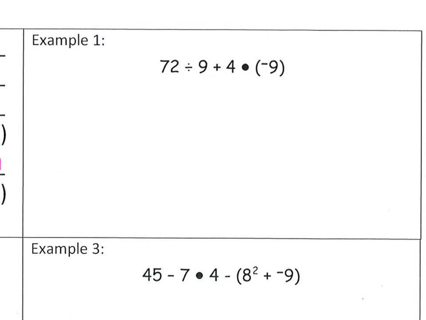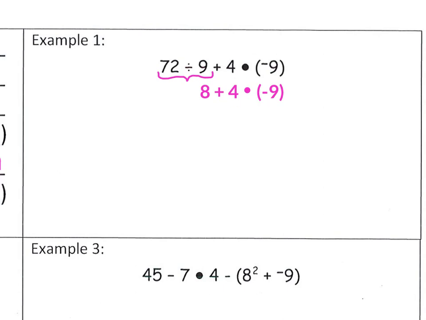So now, starting at the left side, I'm going to look for multiplication or division. The first thing I see is this division, 72 divided by 9. So I'm going to do that division first. 72 divided by 9 gives me 8, and then I bring everything else down. So the 8 is from 72 divided by 9, but then I bring down the plus 4 times -9.